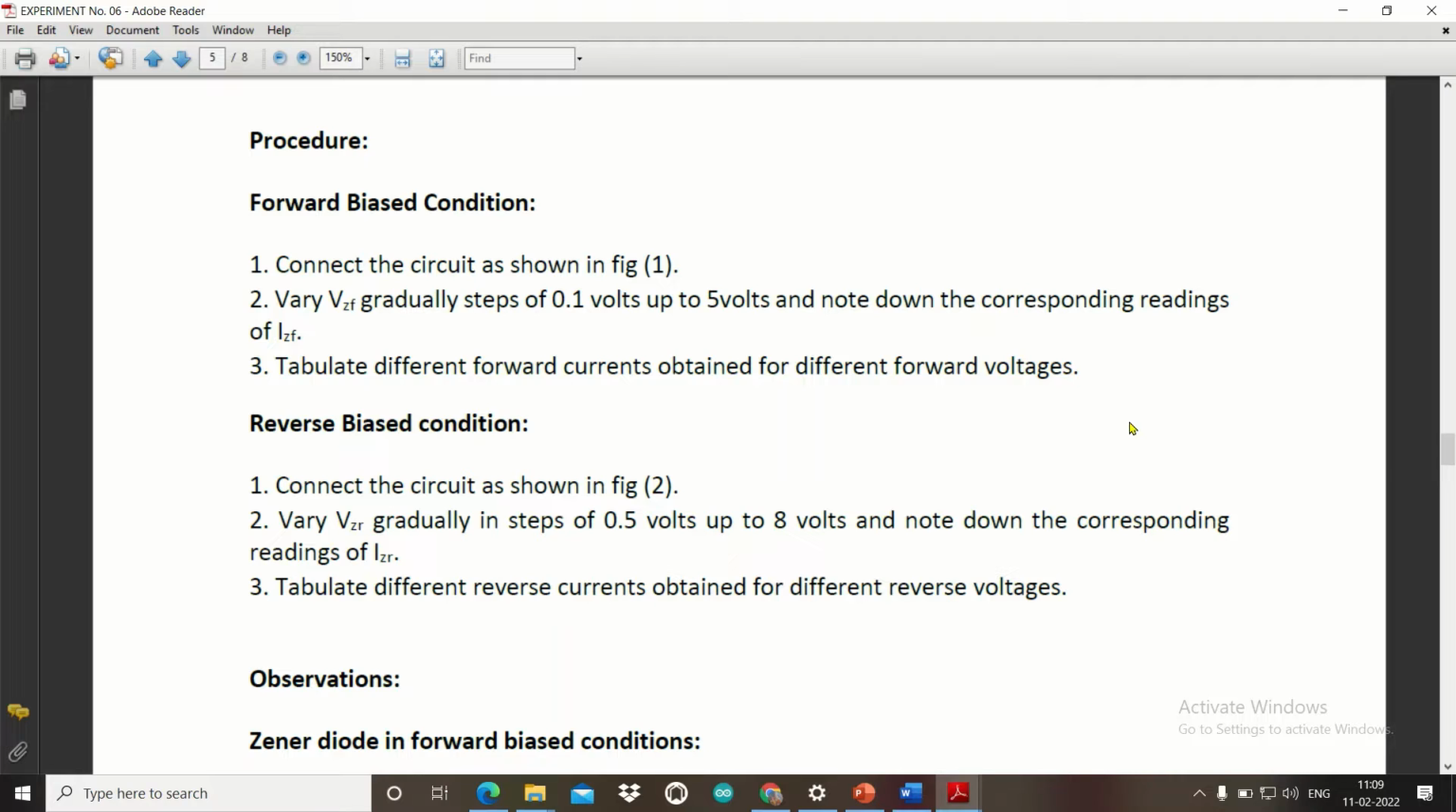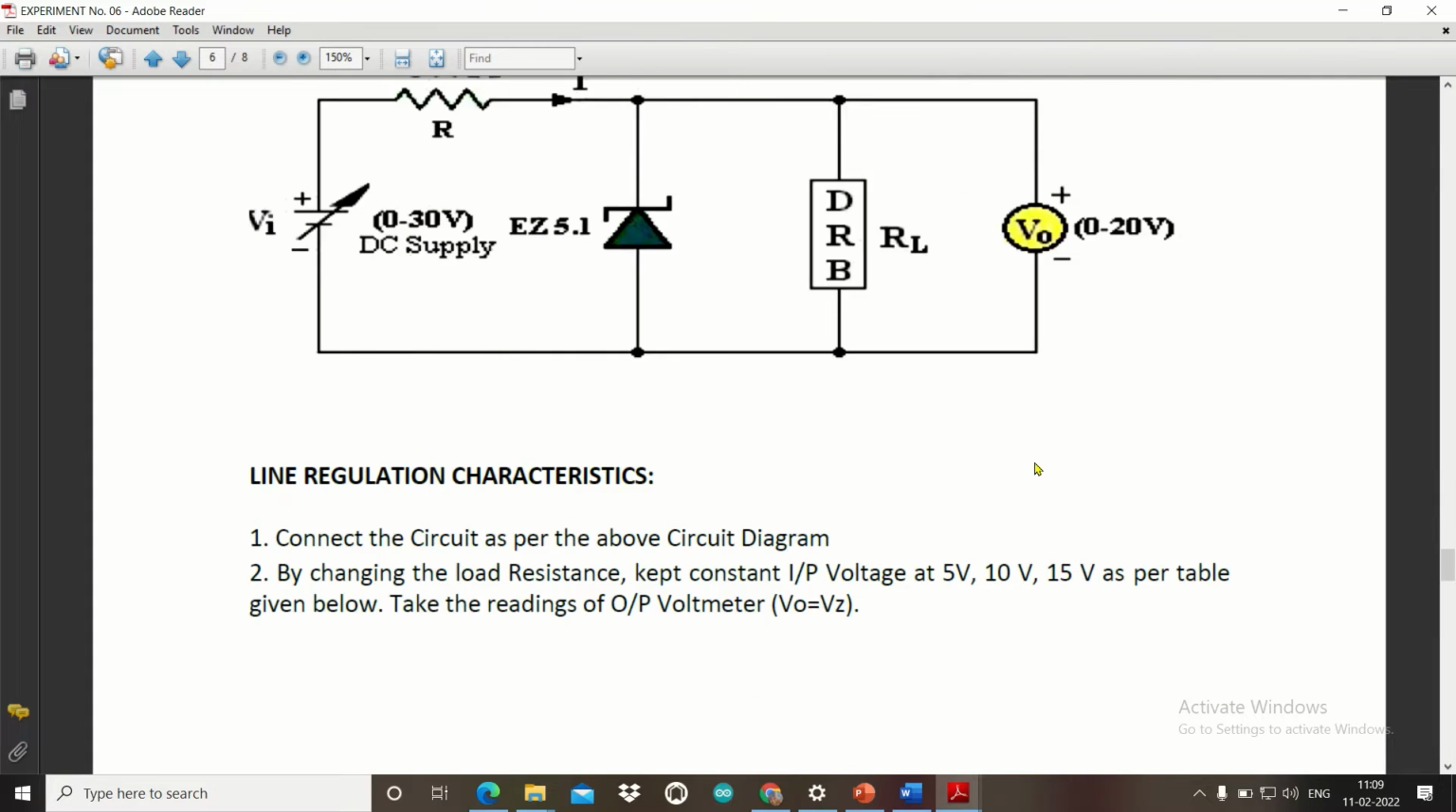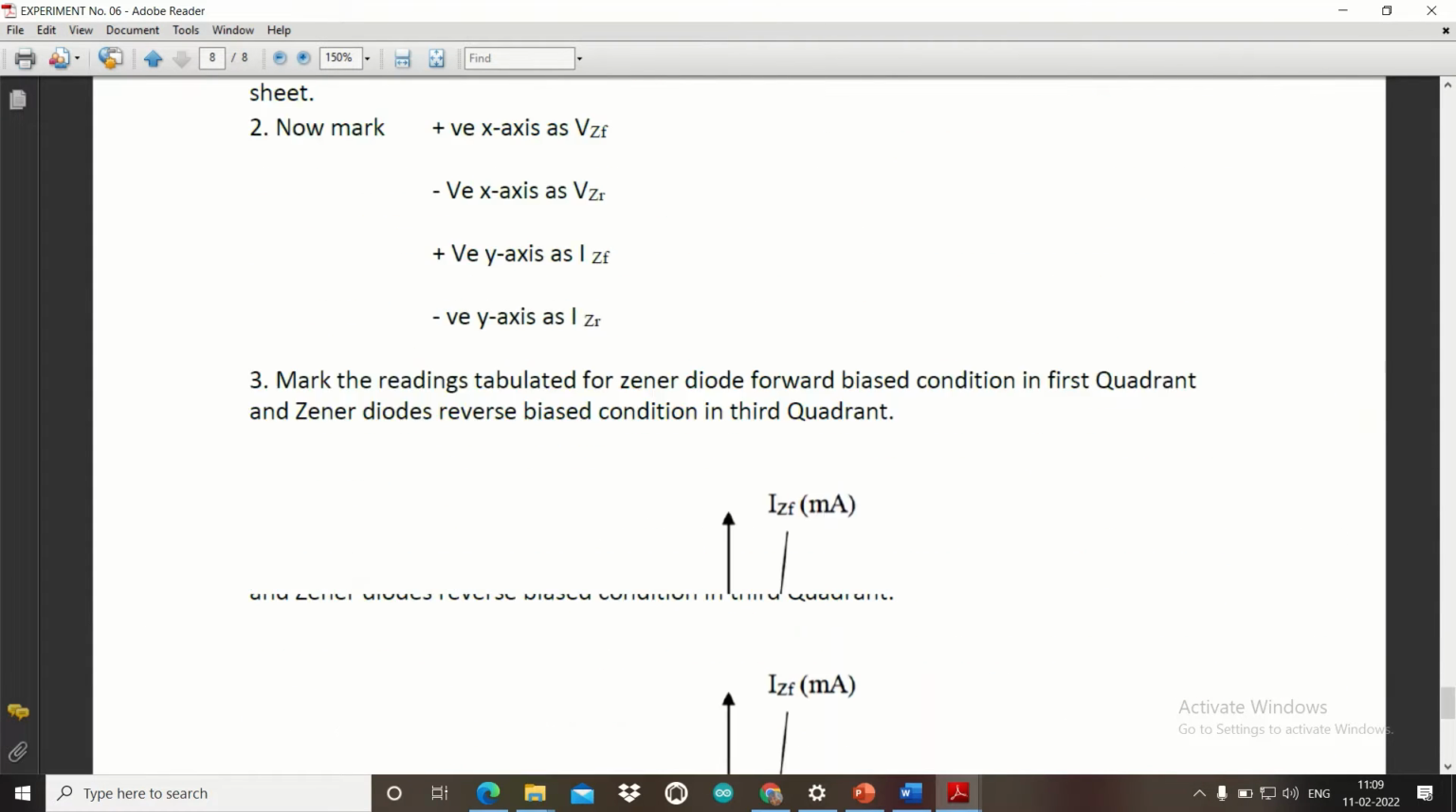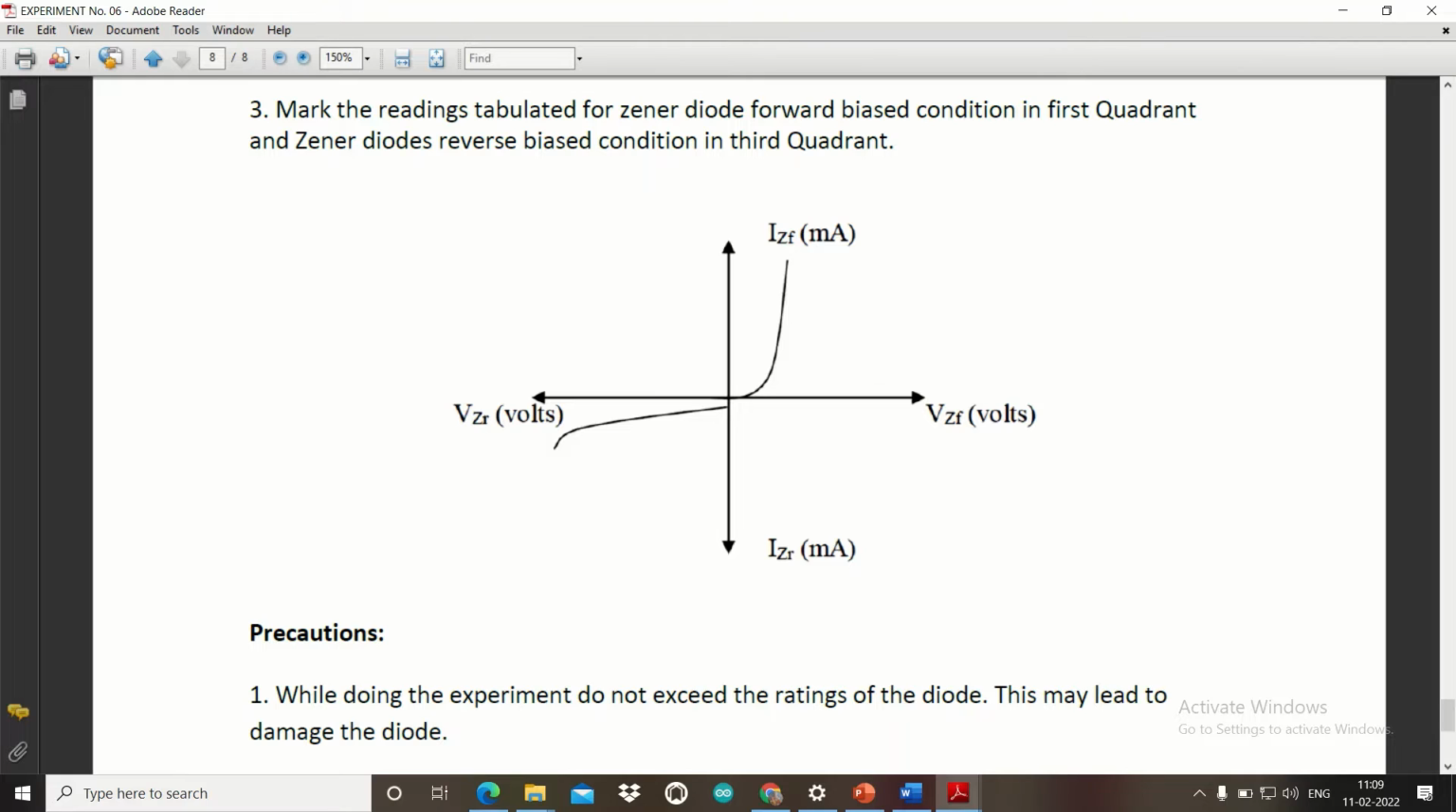Now once you are ready with these readings, you can go for plotting the graph. So you have to take a graph paper, and if everything is alright, perfect, then your graph should look like this. In the positive x-axis, you note down the values of positive voltage, and in negative x-axis, the values of negative voltage.